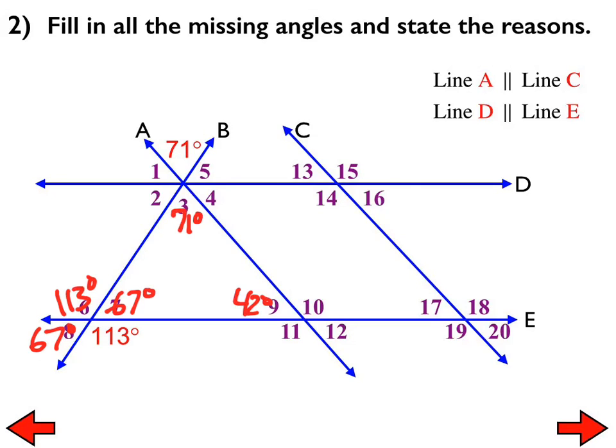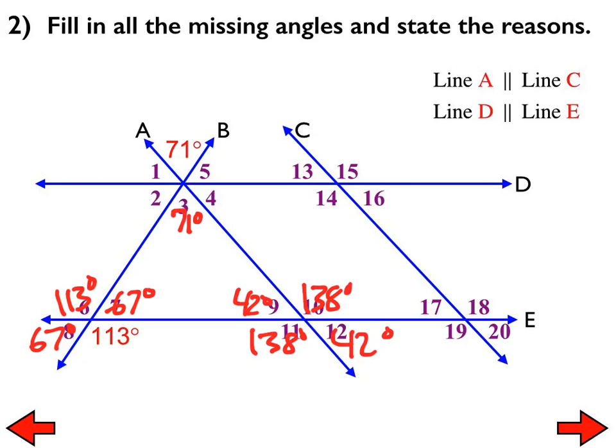What's next? Angle 12 is 42 degrees, vertical angles. Where should we go after that? Angle 11 is 138 degrees because of supplementary angles. And angle 10 is also 138 because of vertical angles. What else?